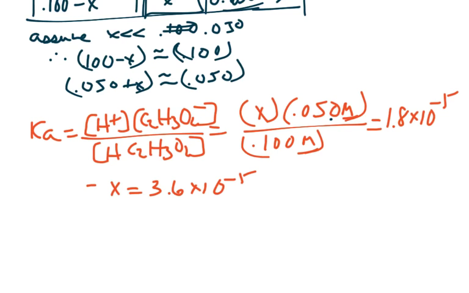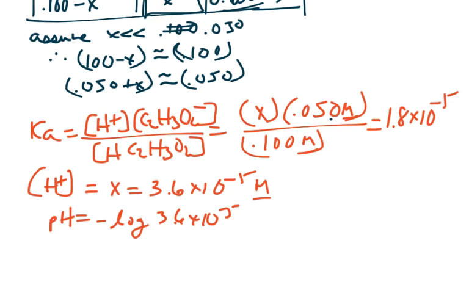And notice that the x in this case is our H plus concentration. So once we know that value, we can say, what is the pH? pH is negative log of 3.6 times 10 to the minus 5. And we've done that before. We know that the pH here is 4.44. I guess we haven't done that before. Okay, so that's our pH. If we know our pH, we know our pOH.